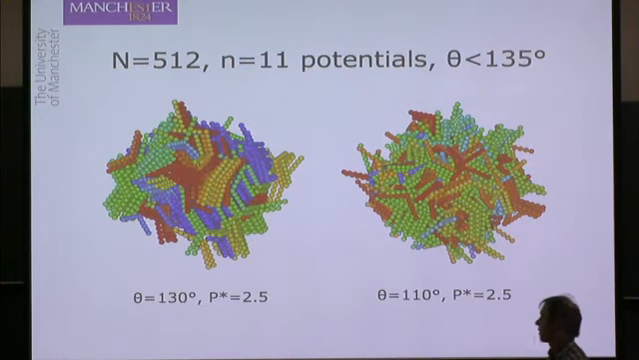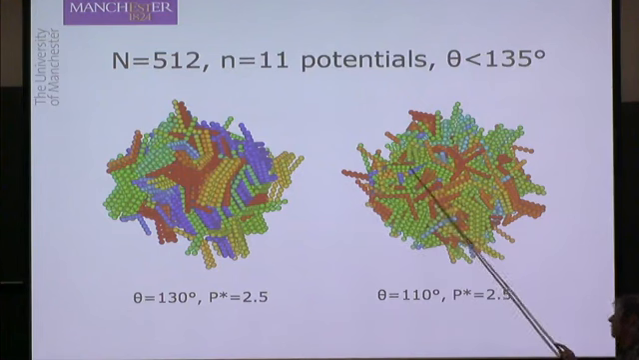If you try to go down to the angles you're interested in, you just get a tangled mess, which is actually the problem we've had in previous simulations. So this was 130 degrees, and you get these little clusters as you compress, even more so at 110. It's just not equilibrated. It's just jammed.